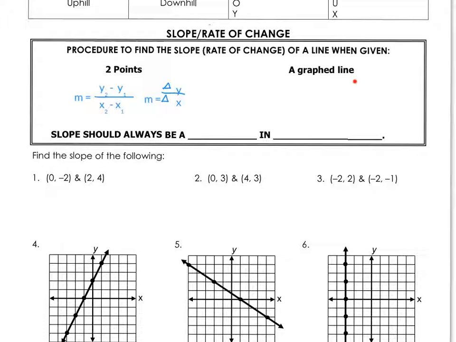we can just look for the rise over the run. So that just means count how much we rise or move up or down on the graph over how much we run or move left and right on the graph. So it might help you to add these little arrows off to the side. We also must remember that slope should always be a fraction in simplest form.